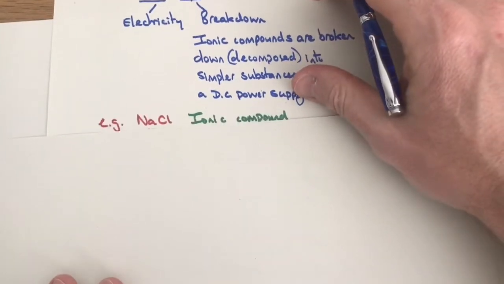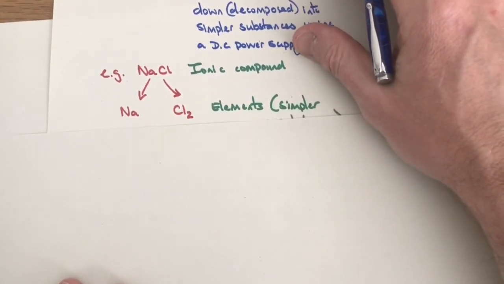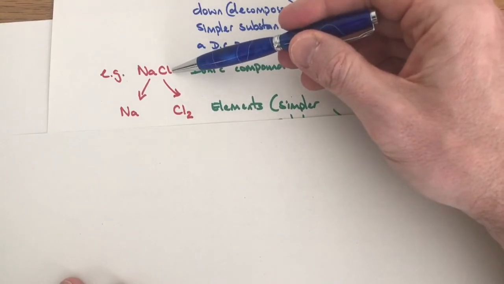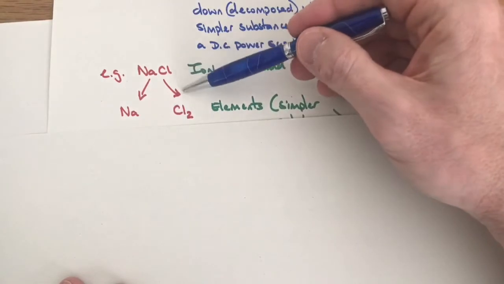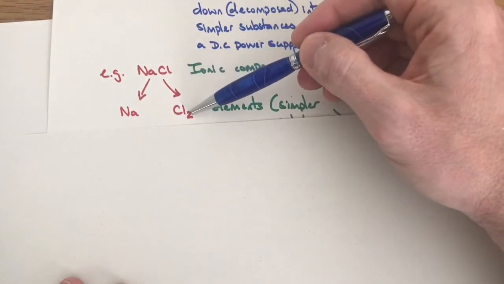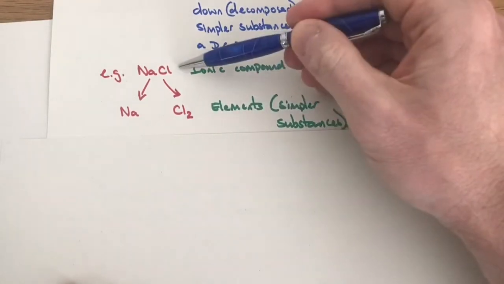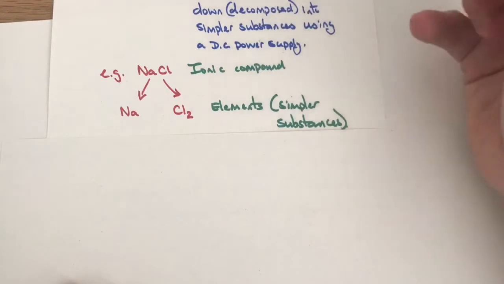What does that actually mean in simple terms? Well, here's an example. Here is sodium chloride, an ionic compound, and if this undergoes electrolysis, then we can split this into the elements. So we form sodium and we form chlorine. Remember, chlorine is diatomic, so Cl2. These are the elements, and these are simpler substances than the compound that we started with. So this is what electrolysis does.